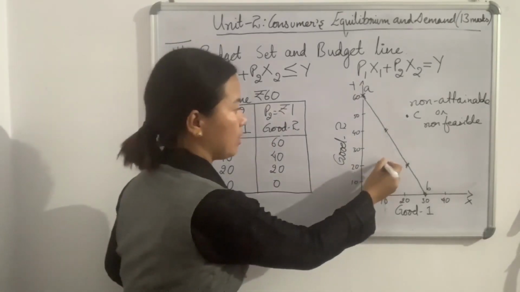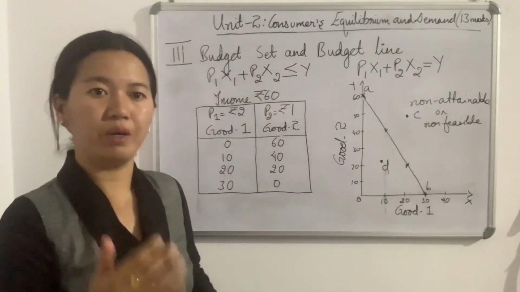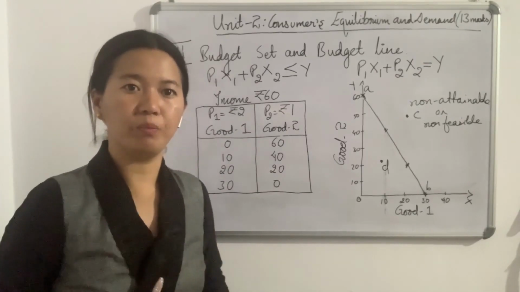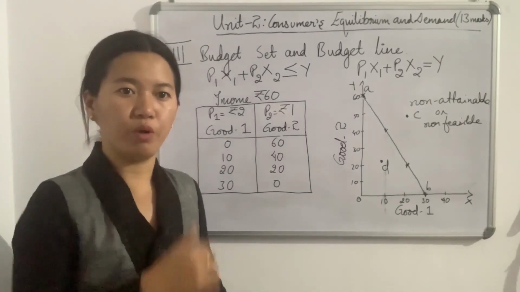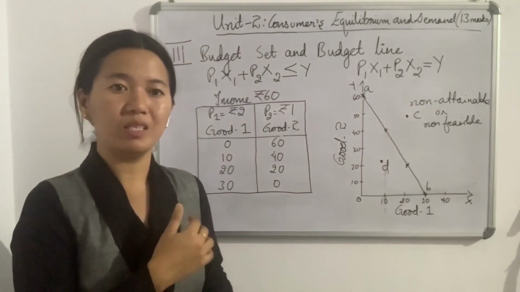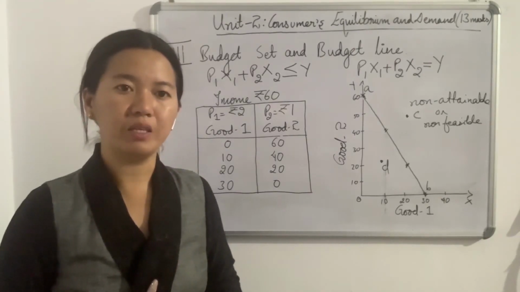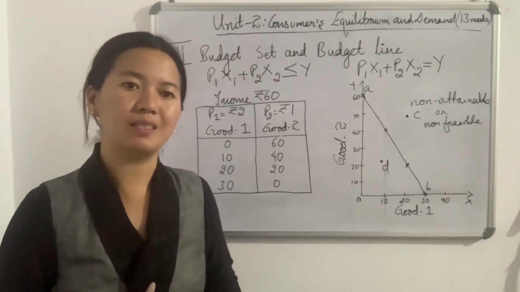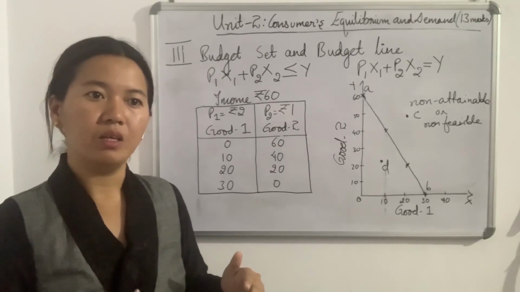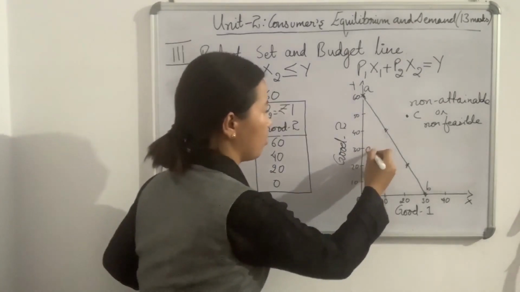And any point inside the budget line, let's say point D, is a feasible or attainable combination because I can purchase it. But at this point, I am using less of my income. That is, I am not using my whole income. My actual expenditure is less than my income, so I'm keeping some money in my savings. So this point D is an attainable combination.